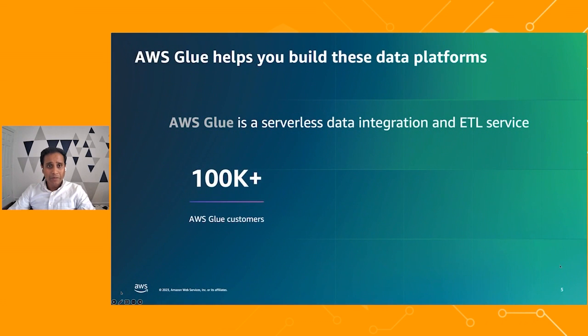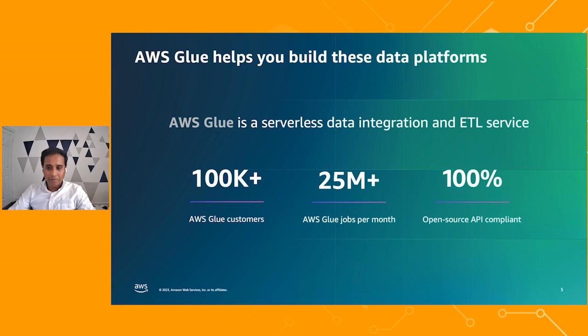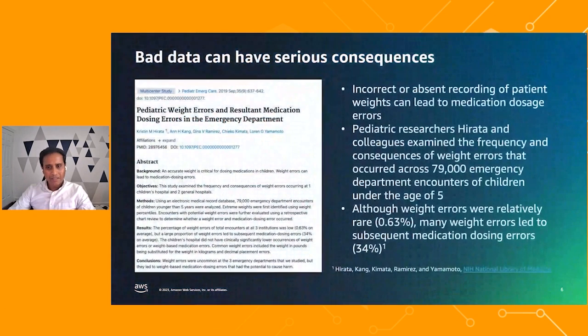So Glue has been around for a couple of years now. We have over 100,000 customers. It's really a rock solid service. We have 25 million jobs that run on a regular basis, and it's 100% open source compliant, which means that whatever you're writing, you're writing on a platform that is completely open source, so your code is not being locked in.